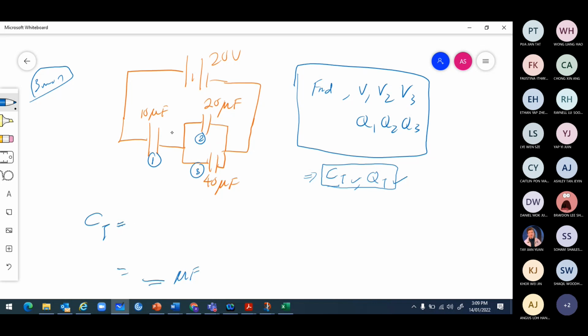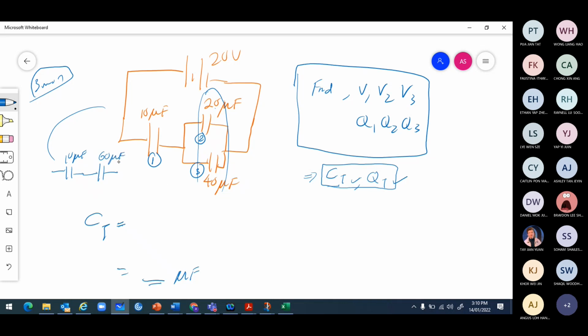So how do you do it? So 40 and 20 you merge first, right? This is in parallel. So 40 and 20, the total capacitance adds up, right? So this is 60. This capacitance is 60. So we can imagine this is 10 microfarad, and the two capacitances here add up to 60 microfarad.